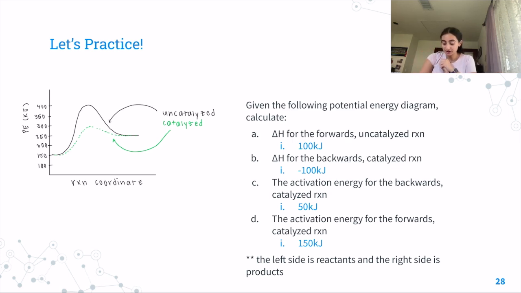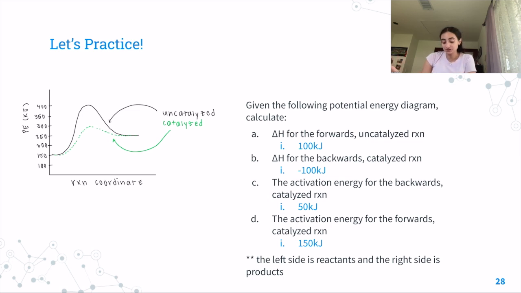And then the activation energy for the forwards catalyzed reaction, we look at where the reactants are for the forward reaction, which would be on the left. And then the transition state is the same at 300 kilojoules. So 300 minus 150 is 150 kilojoules. So your activation energy will be positive because you're always overcoming a hump.